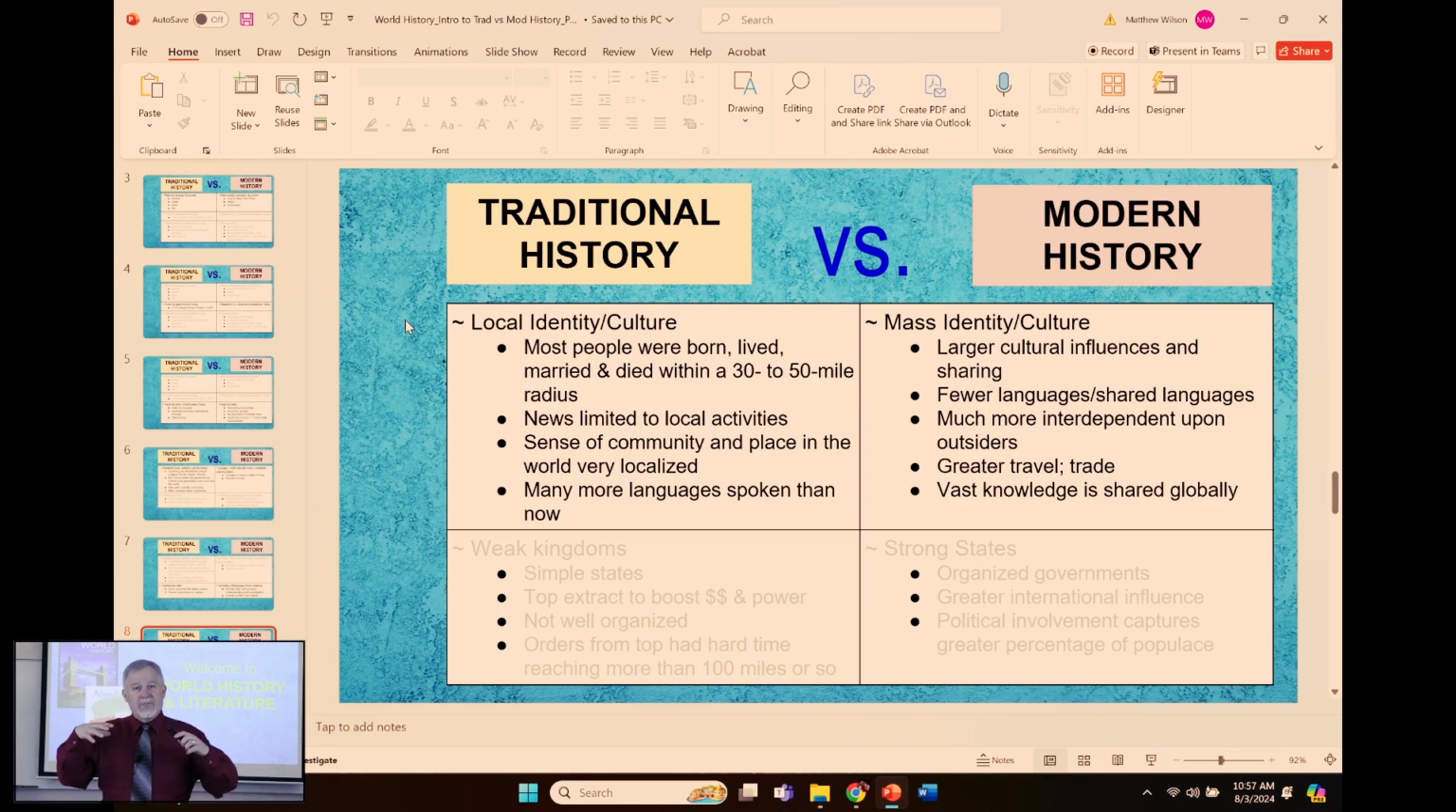Modern, you have more mass identity, big picture identity, larger cultural influences and sharing. There's a sharing of ideas and cultures and crafts and innovation and knowledge. Fewer languages, there's more shared languages at this time. Much more interdependence upon outsiders because now you have trade and you have comings and goings. There's a greater level of travel and trade, and vast knowledge is being shared globally.